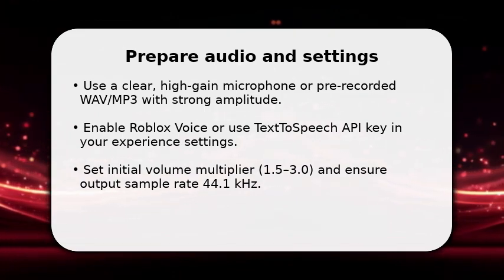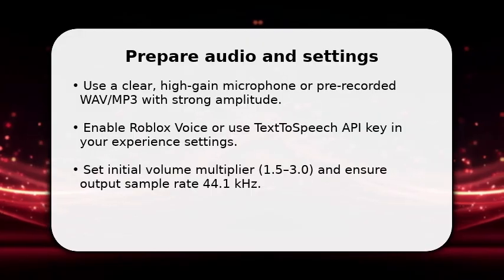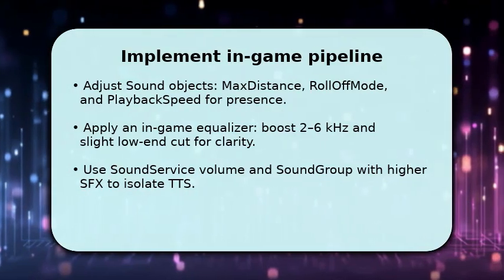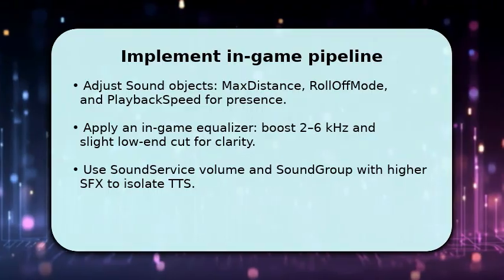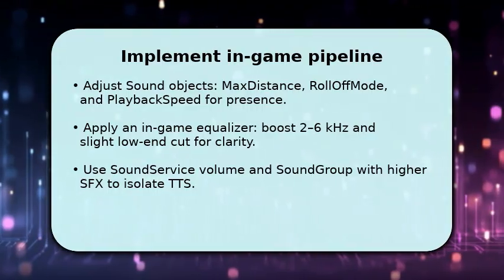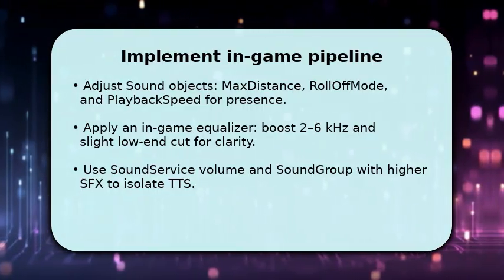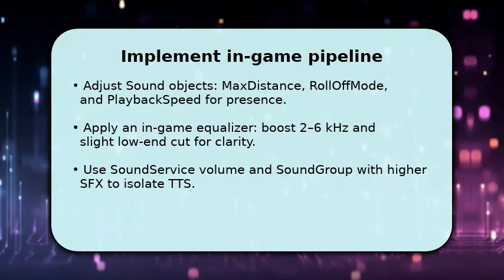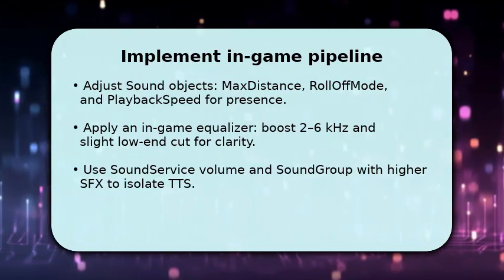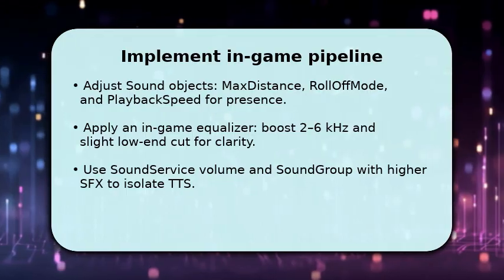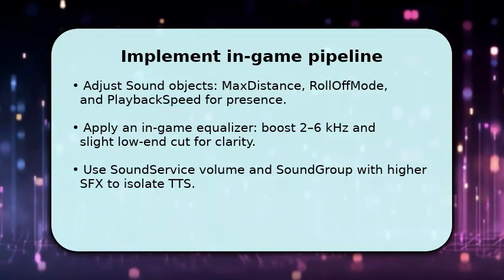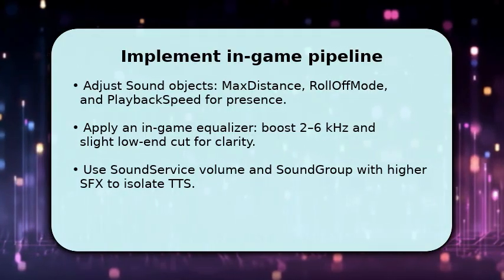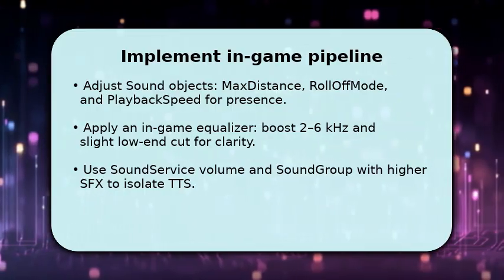Now implement the pipeline inside Roblox. Assign the TTS audio to a sound object and set max distance low with linear roll-off so the voice stays loud nearby. Then apply EQ using audio service or process the file before importing. Boost mid-highs around 2.6 kHz to increase intelligibility and slightly cut sub-bass to reduce muddiness.